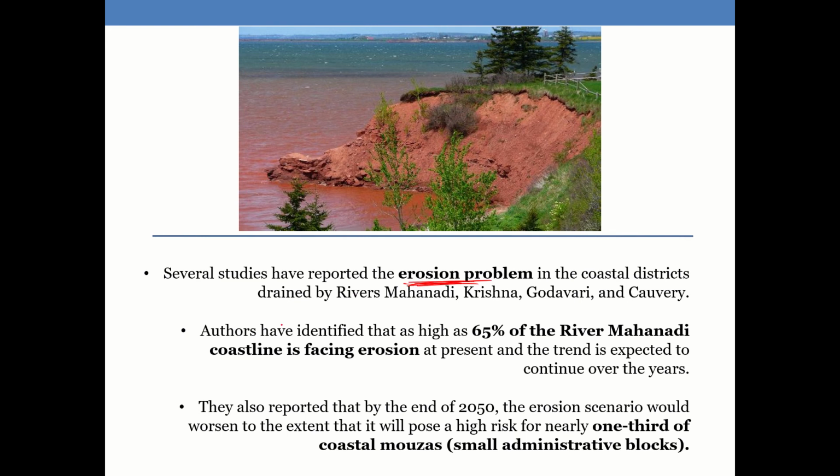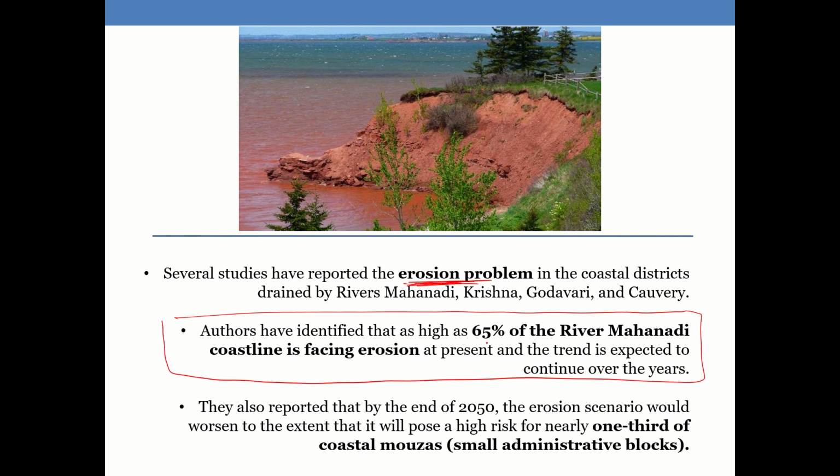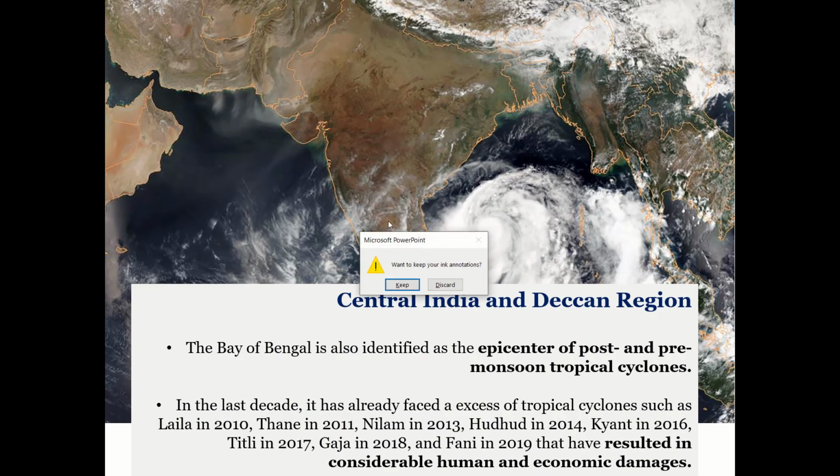Based on the studies, it has been observed that 65% of the Mahanadi river coastline is facing soil erosion. They also reported that by 2050, soil erosion would be one of the major issues that will impact almost all the districts or sub-districts in the Mahanadi river region.